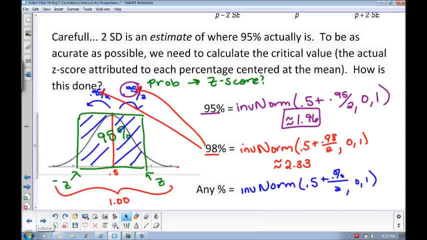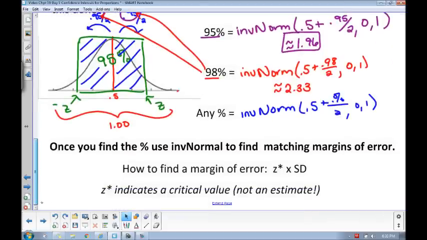Once we've figured out what the z-score is that matches with the probability or the confidence level that I'm trying to find, in order to finish it off, you have to understand that the margin of error itself is the critical value, and what we found right up here were the critical values, times the standard deviation. Okay? So it's very important that you understand that.